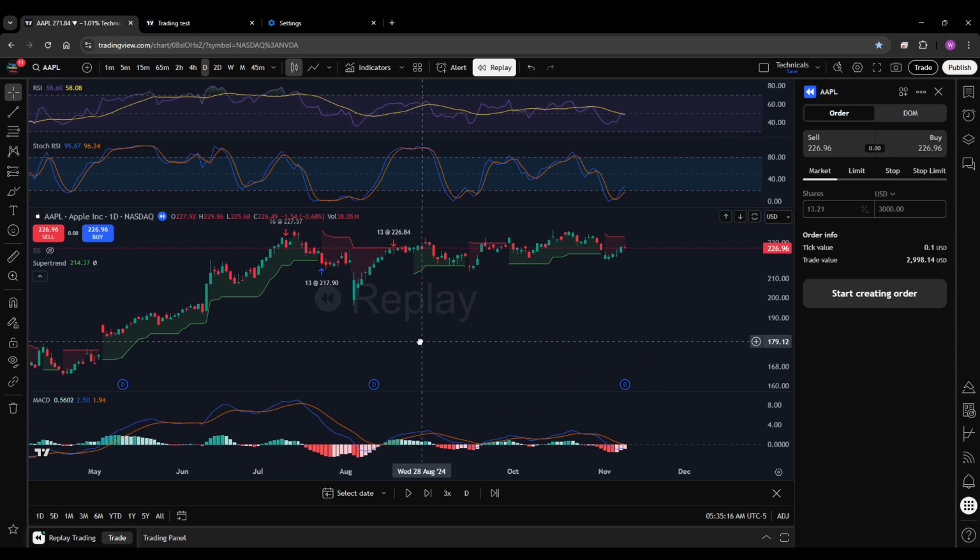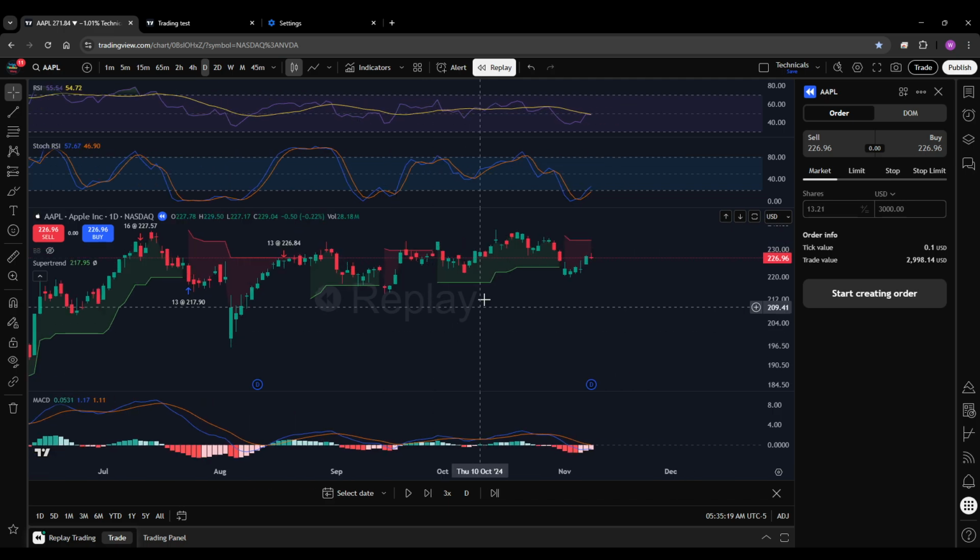Yeah, it looks like we are in a heavy consolidation. You could trade this, if you look at the super trend. I was just zooming out, zooming around too fast. Let's try this.